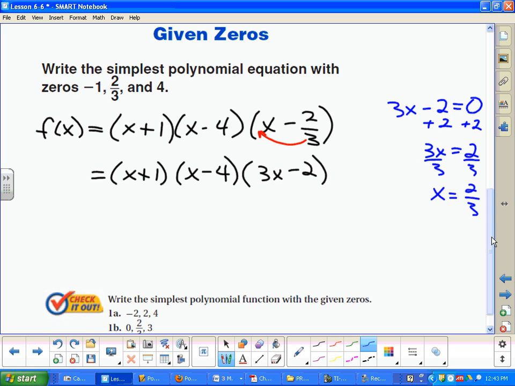Okay? I do not want it as fractions. All right? So we're going to multiply this out. So we're using our skills for foiling and multiplying. So this equals x squared. I'm going to put the first two together. X squared minus 4x plus x minus 4. And then I'll multiply that by 3x minus 2. So we'll simplify it.